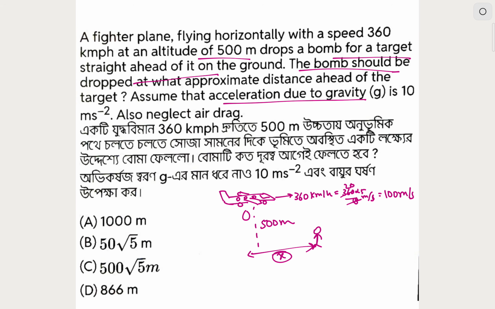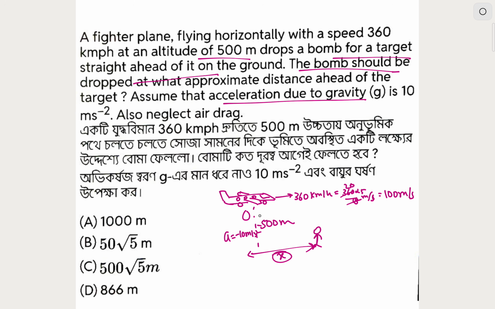Assume that acceleration due to gravity, so a is minus 10 meter per second square. That is, the value of acceleration due to gravity is given as 10 meter per second square, and the distance it has to cover is minus 500 meters. So we know the formula of time, so we can calculate.